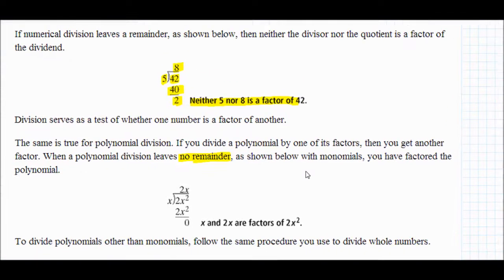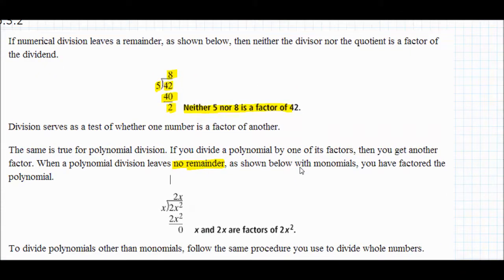So look at the next example. The dividend is 42. The divisor is 5. The quotient is 8. So how many times will 5 go into 42? It'll go in 8 times. 5 times 8 is 40. So you subtract and there's a remainder of 2. So we know without a doubt neither 5 nor 8 is a factor of 42.